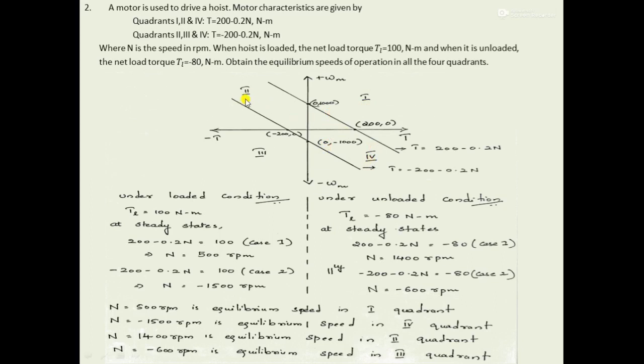Similarly, in the case of unloaded operation, it is very clearly given that the load torque is minus 80 Newton meter. So it's clear that it will be lying somewhere between the origin and the minus 200 Newton meter point. Corresponding to that point of load torque, we will be able to find the operating points in characteristic 1 and characteristic 2. Then in order to find the equilibrium speed, just like in the previous case, we will be equating both these characteristics with minus 80 Newton meter, and the equilibrium speed in quadrant 2 and quadrant 3 can be easily found out.